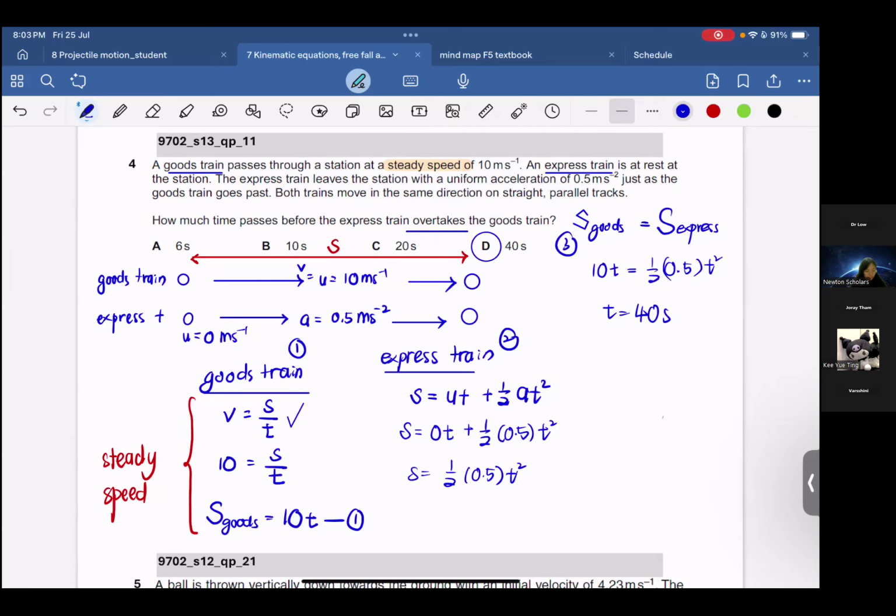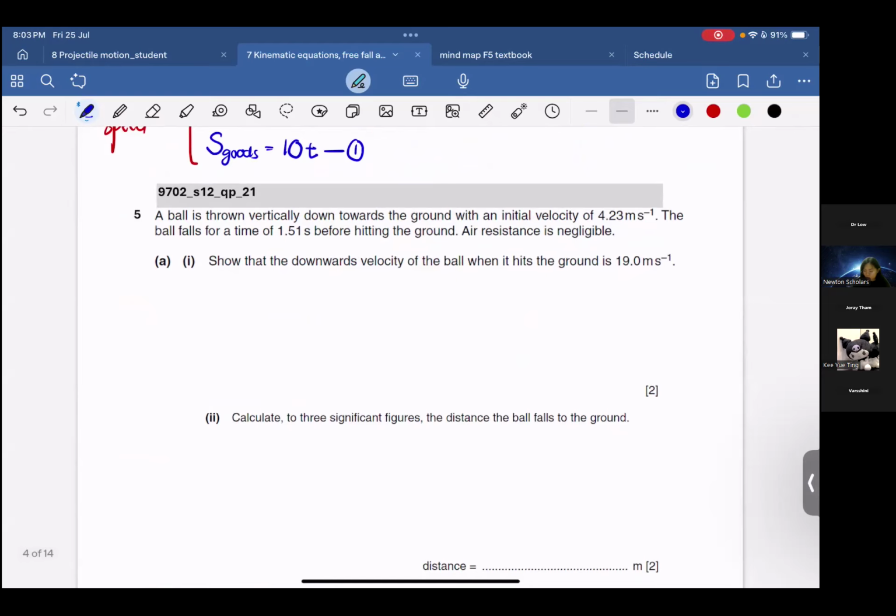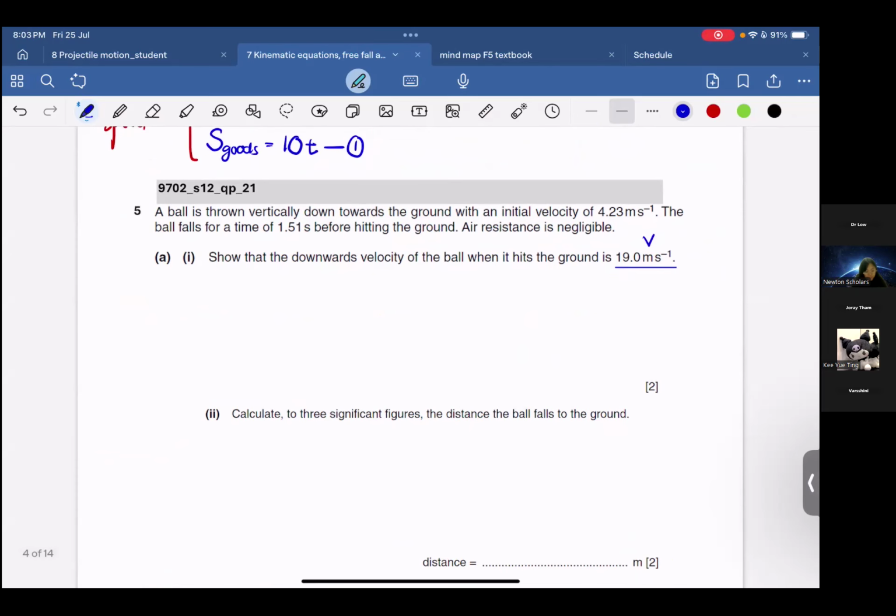Okay, question number 5 is easy. It's asking you to find the downward force, which is your V, whether you can prove it out, whether you get 19 meters per second or not. So this one I'm not going to go through, I let you try, it's easy.